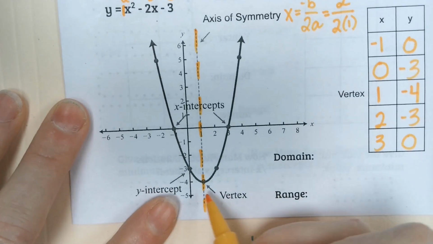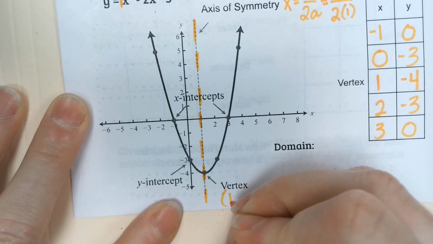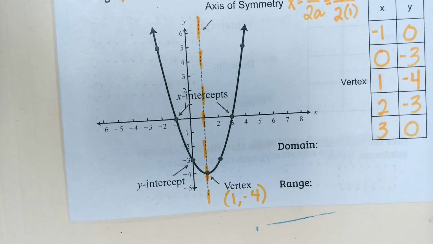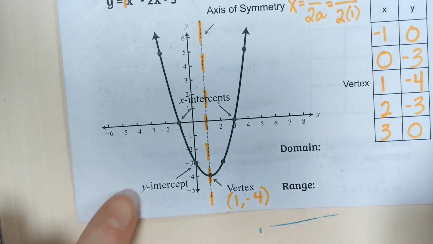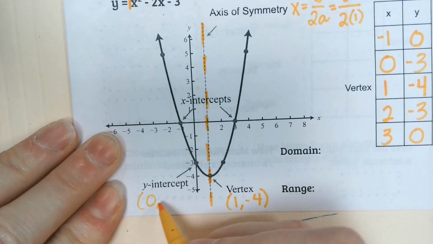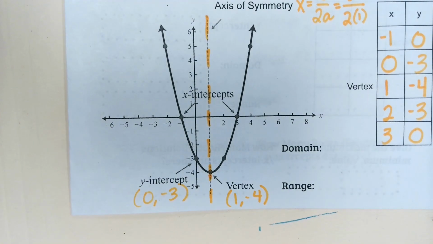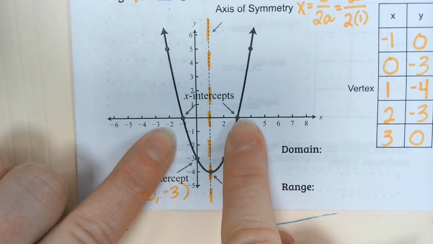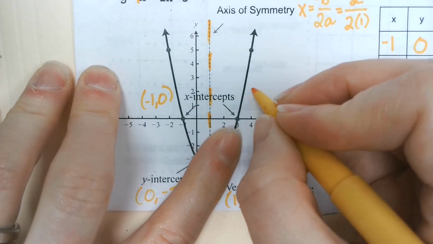So let's look. Vertex is 1, negative 4, right? So let's go ahead and write that 1, negative 4. And then our y-intercept, 0, negative 3. And then we have our x-intercepts. That is at negative 1, 0, and 3, 0.